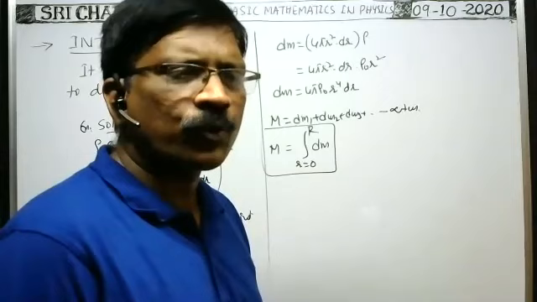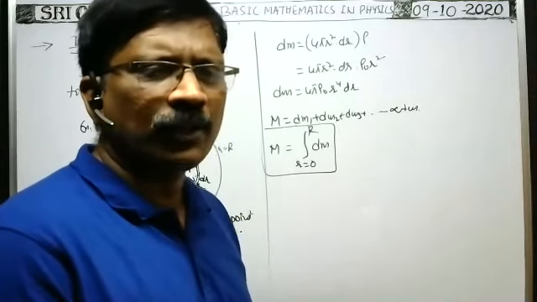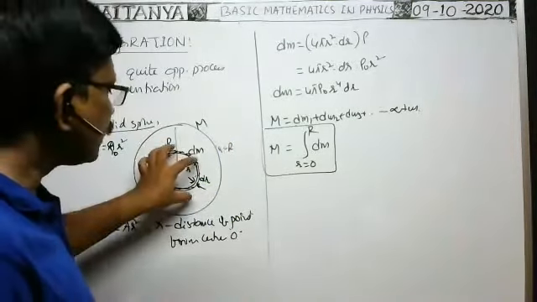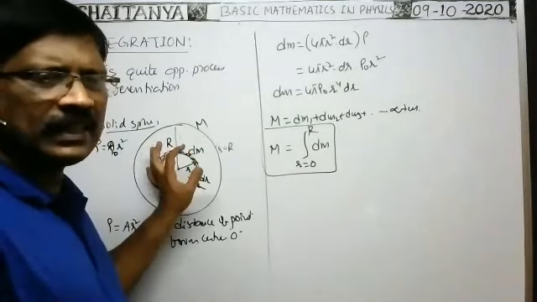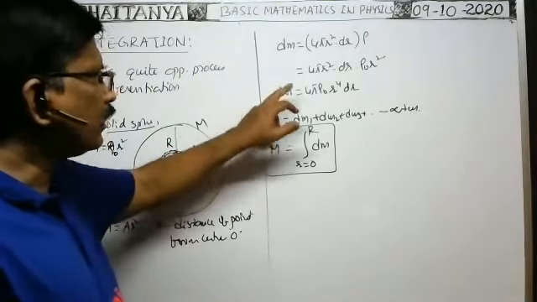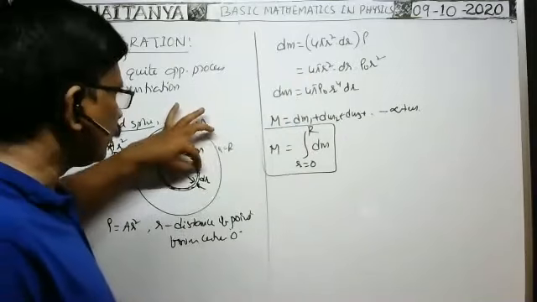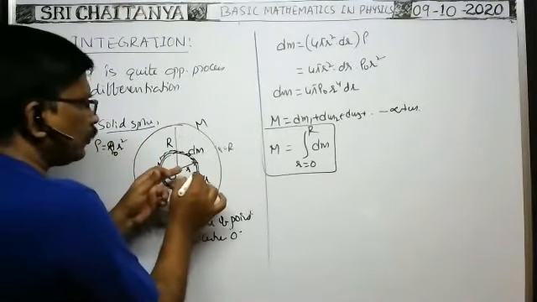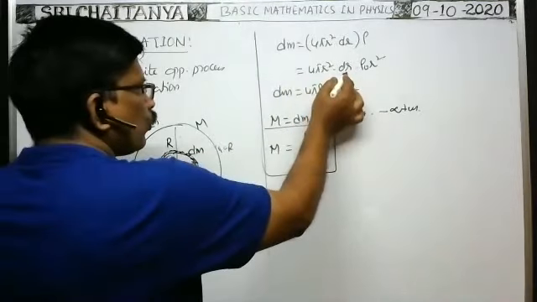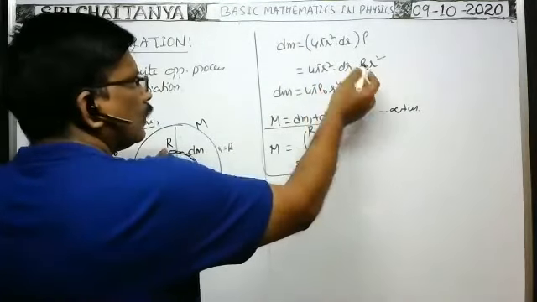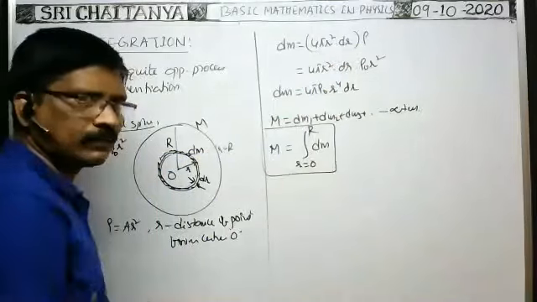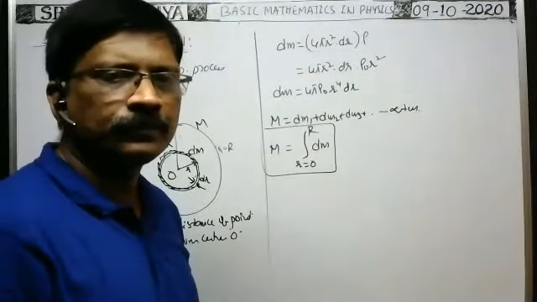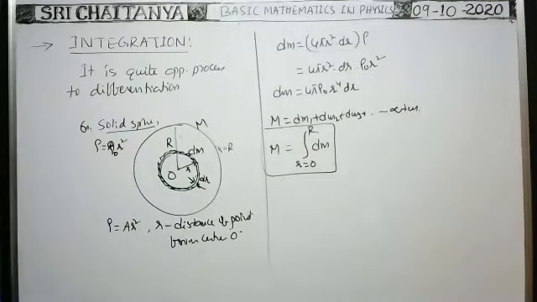4 pi r squared is the surface area of the sphere, no? This element is a spherical shell. The surface area 4 pi r squared into thickness gives volume. Area into thickness gives volume. Volume into density gives mass.